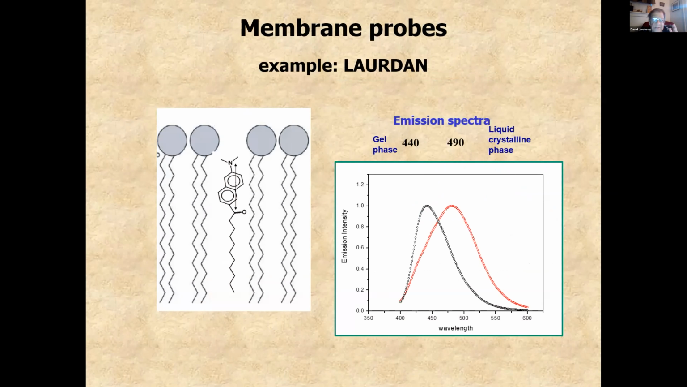And LAURDAN inserts into a membrane. It's got this alkyl tail. As the fluidity of the membrane changes, you can get more or less penetration of water, which will change the emission spectrum. Here we see going from the gel phase, the more solid phase, to the liquid crystalline phase. And you'll see this is going to be extremely popular in this course for a lot of applications.